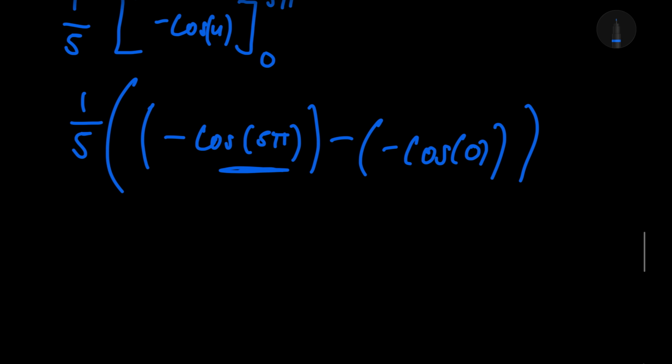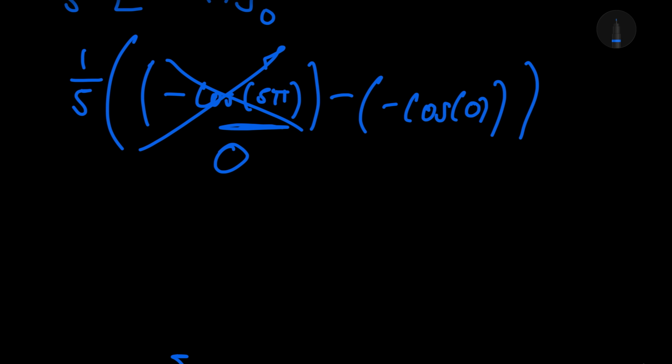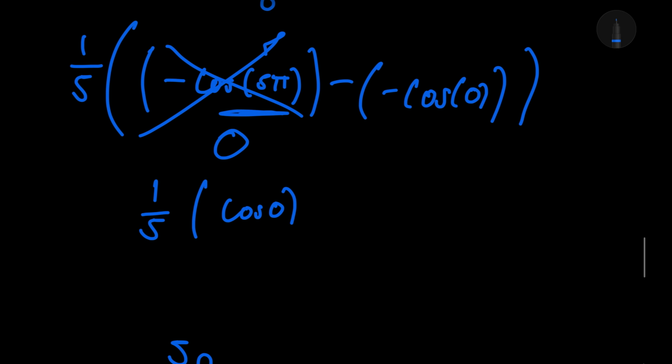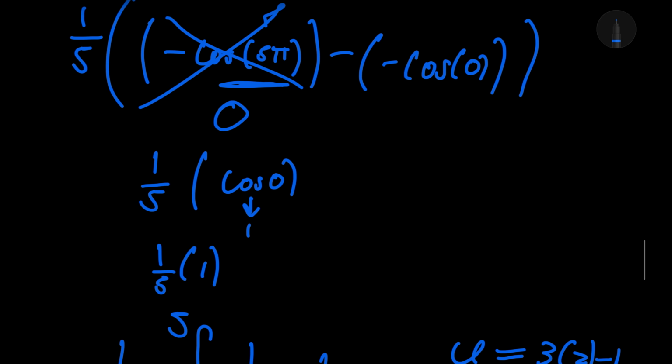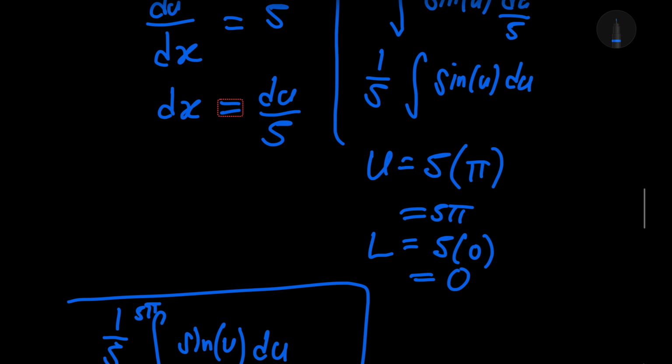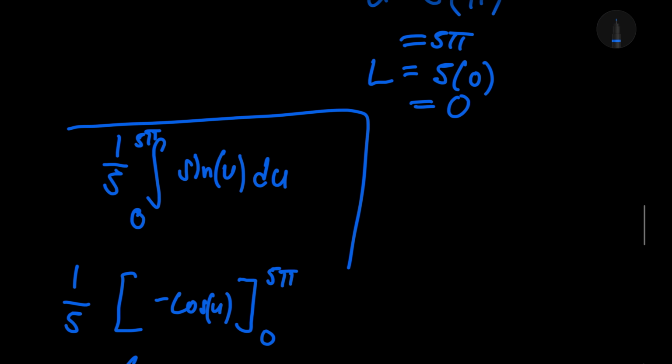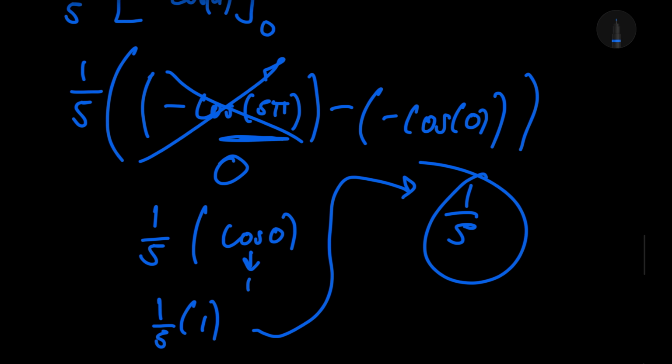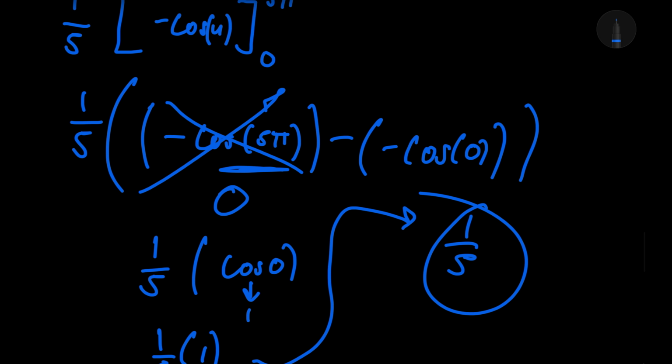Finally, we can calculate these. Cosine 5 pi is the same as cosine pi, and cosine pi is just 0. So this is 0, and all we're left with is 1 over 5 cosine 0, and cosine 0 is just 1, so we get 1 over 5 times 1, which means our final answer is 1 over 5. And just like that, we have solved this problem. It seems really long and complicated, but the steps themselves are easy and quite self-explanatory.